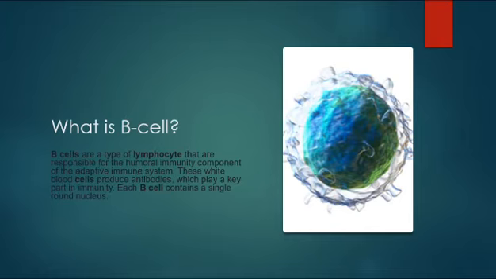B cell. B cells are a type of lymphocyte that are responsible for the humoral immunity component of the adaptive immune system. This white blood cell produces antibodies, which play a key part in immunity. Each B cell contains a single round nucleus.